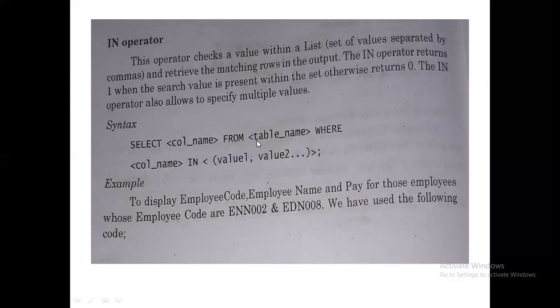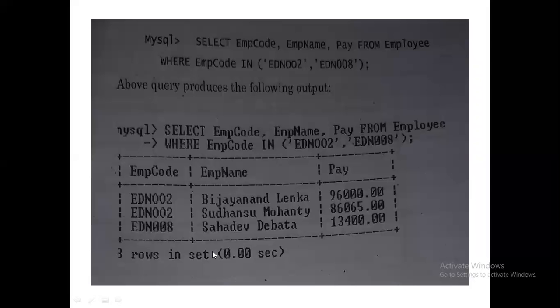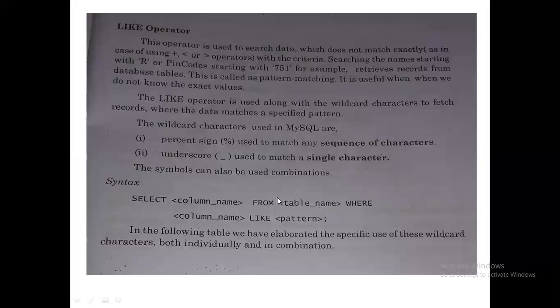So: select column name from table name where column name in value 1, value 2, like this. Select employee code, employee name, pay from employee where employee code in this to this. So from these two codes, it will pick out the employee code and give you the output.